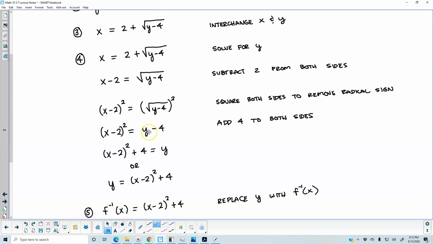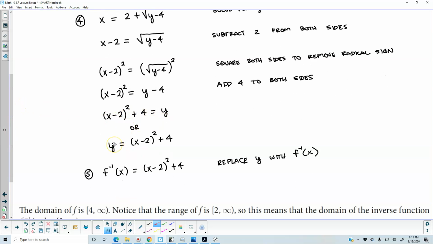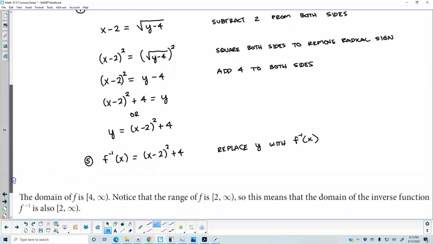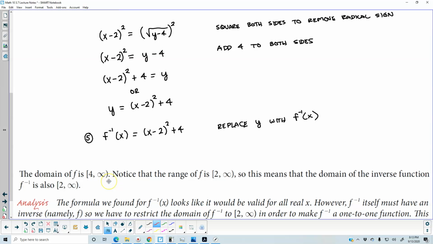And now we want to solve for y by adding 4 to both sides. So y is going to equal x minus 2 squared plus 4. Now we can rearrange this so that y is on the left side and the other part is on the right side. So y is equal to (x minus 2) squared plus 4. And then we're going to replace y with f inverse of x, which is equal to (x minus 2) squared plus 4. Now the domain of f is 4 to infinity.